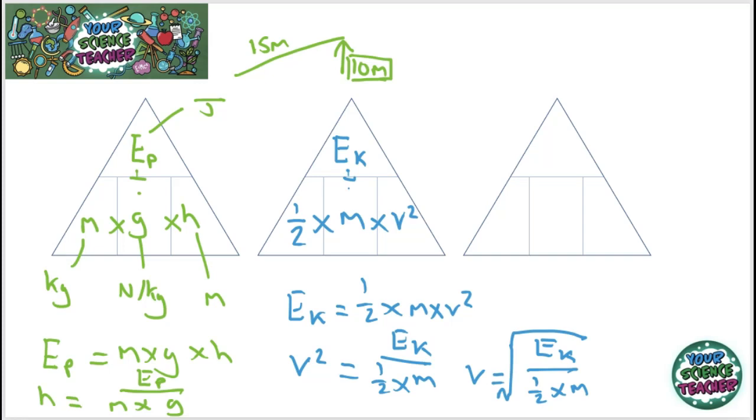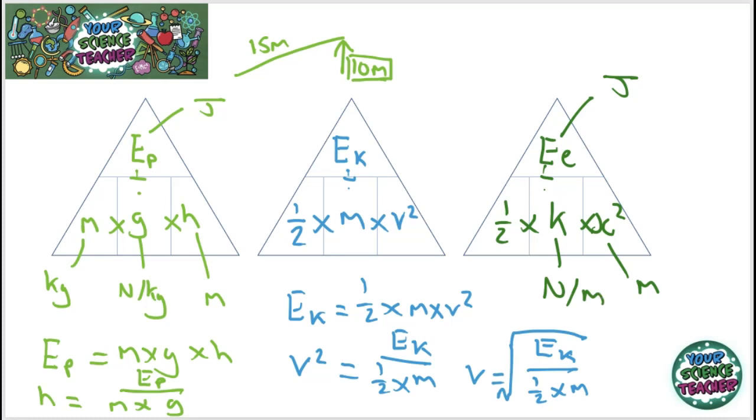Then the last energy store is elastic potential energy, which is half times the spring constant times the extension squared. The rearrangements are exactly the same for elastic potential energy as with kinetic energy. If I have a look at the units, remember that energy is always measured in joules, so that will be no different. Extension is measured in meters. The spring constant is measured in newtons per meter. Then this is what you would do for units.